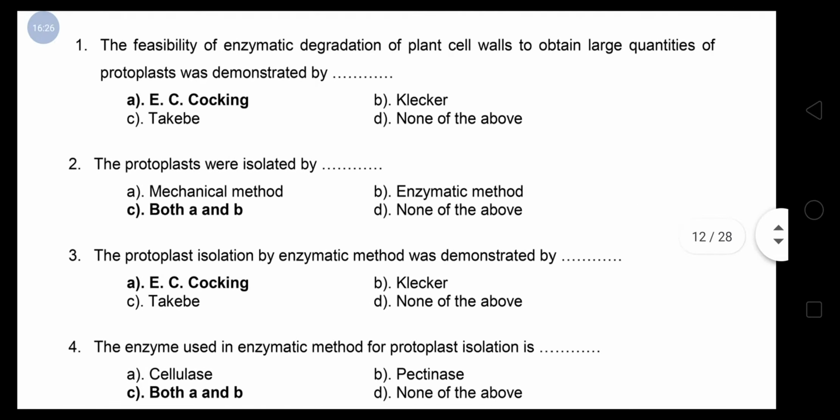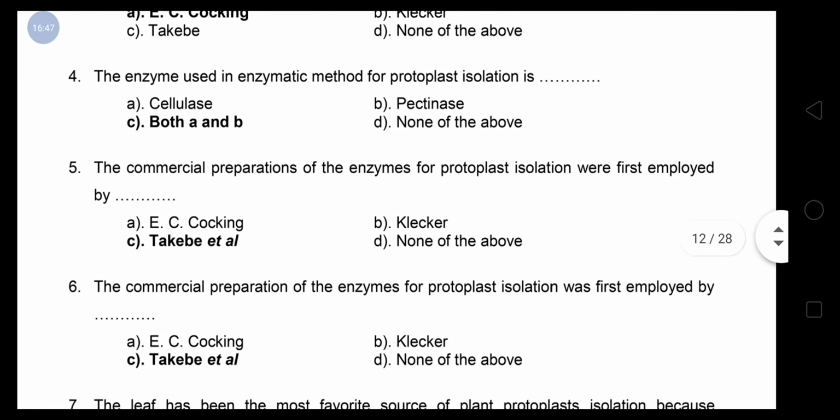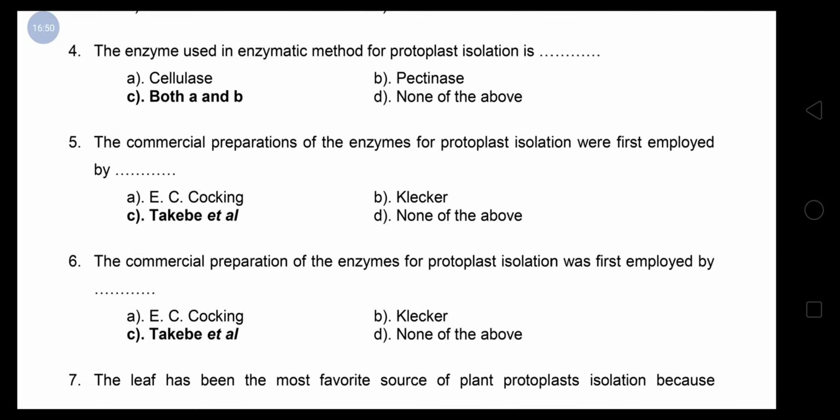fusion. The feasibility of enzymatic degradation of plant cell walls to obtain large quantities of protoplast was demonstrated by E.C. Cocking. Protoplasts were isolated by mechanical method and enzymatic method. The protoplast isolation by enzymatic method was demonstrated by E.C. Cocking. Enzymes used in the enzymatic method of protoplast isolation are cellulase and pectinase. Commercial preparations of the enzymes for protoplast isolation were first employed by Takebe and co-workers.